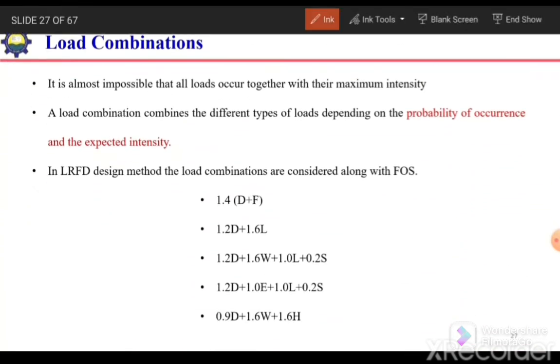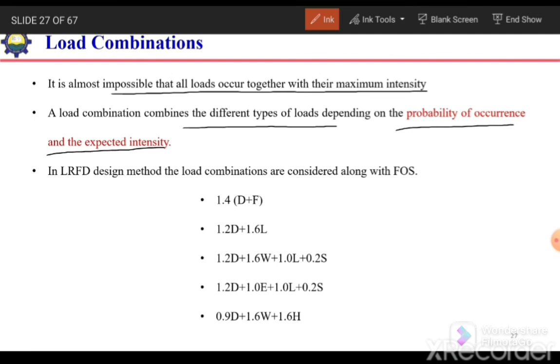The next is load combination. It is almost impossible that all loads occur together with their maximum intensity. There is a possibility that all the loads do not come at the same time. So a load combination combines the different types of loads depending on the probability of occurrence and their expected intensity. That is, which type of load will occur simultaneously, and we combine these loads based on their probability of occurrence.